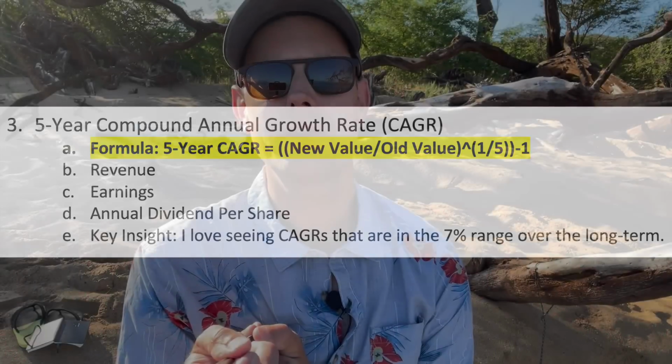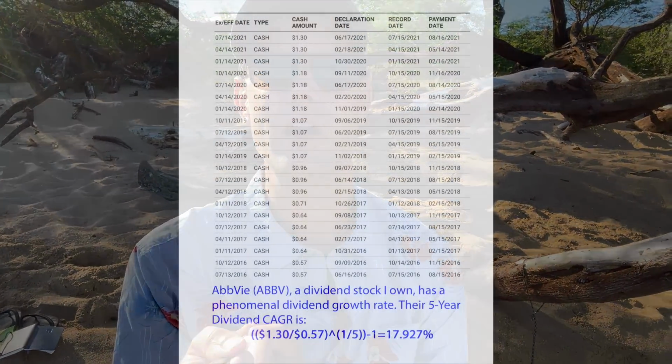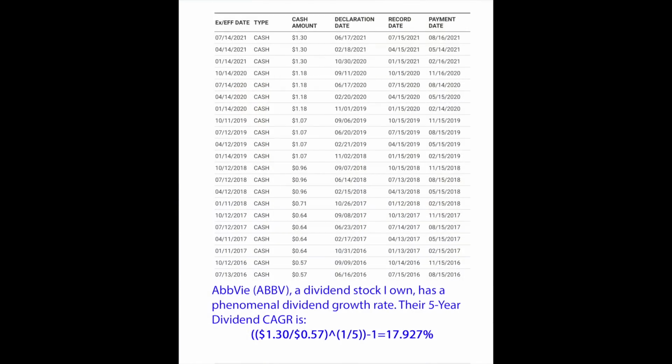And I like to look at 5-year compound annual growth rate for the dividend, because I like to invest in dividend stocks that increase the dividend over time. And so a compound annual growth rate applied to the dividend over 5 years is really helpful to understand, hey, are they raising the dividend on average by 7% or more? Those are the stocks I love the most, because those stocks will give me a really high dividend yield on cost. But I also apply the compound annual growth rate formula to revenue, and I apply it to earnings as well, net income, earnings per share.